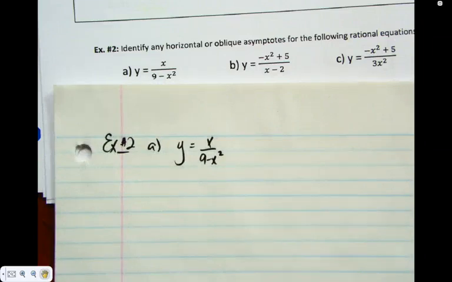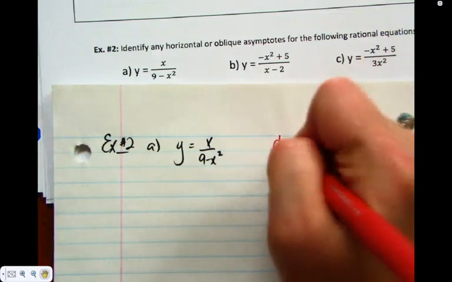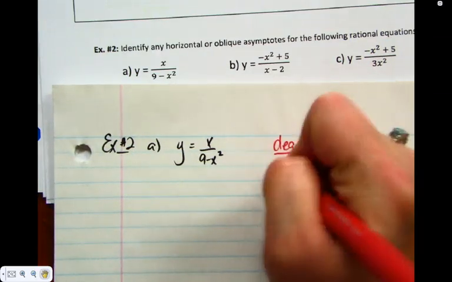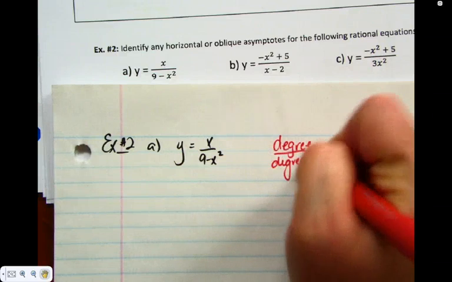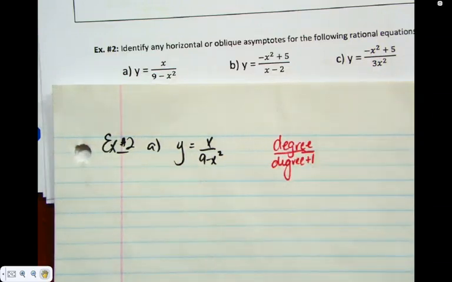What's the degree on the top? Degree of 1, because it's linear. What's the degree on the bottom? 2. So I call that degree over degree plus 1. And again, if that notation doesn't make sense to your brain, use whatever makes sense. Some people put p of x over q of x plus 1, whatever makes sense. Some people use words. The bottom is more than the top.